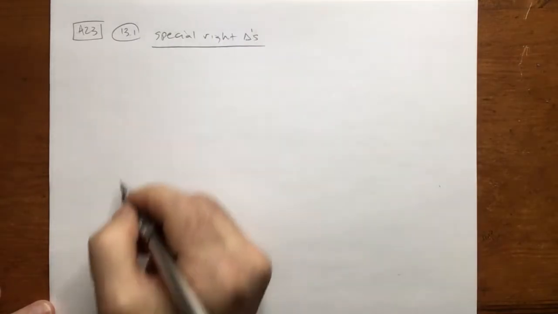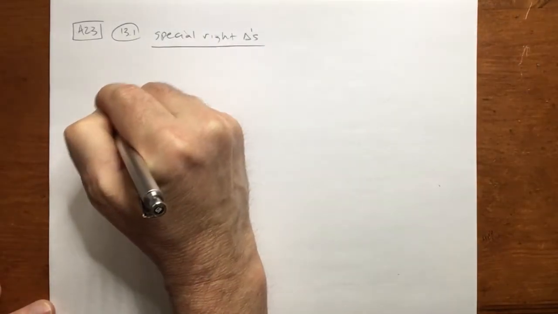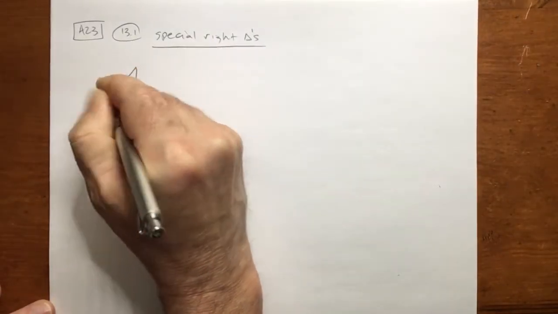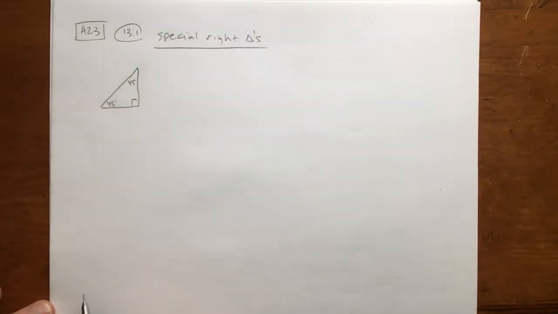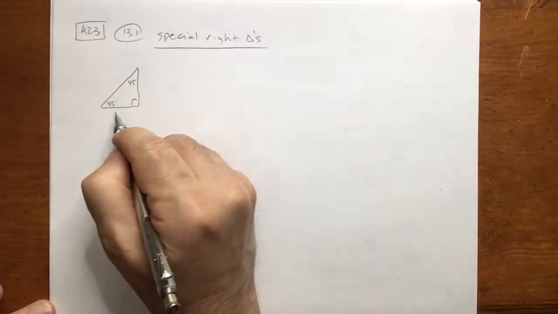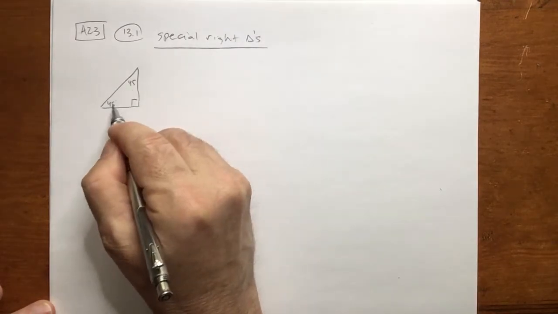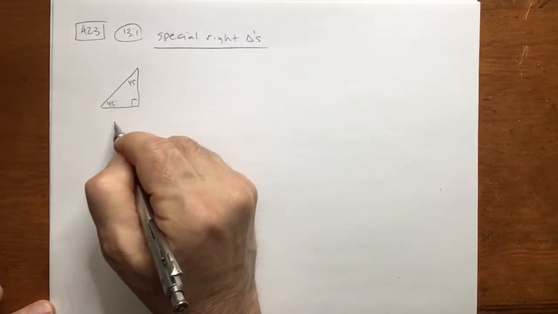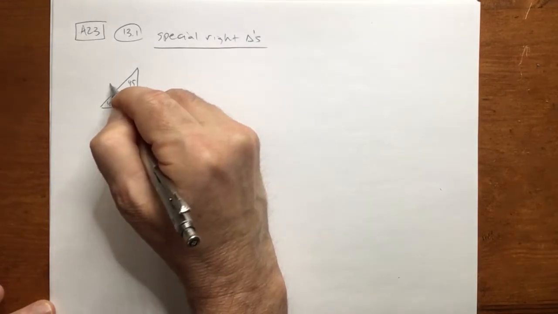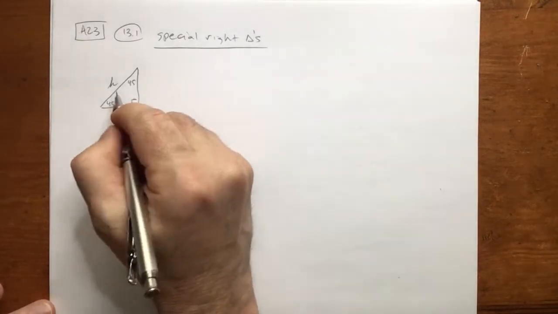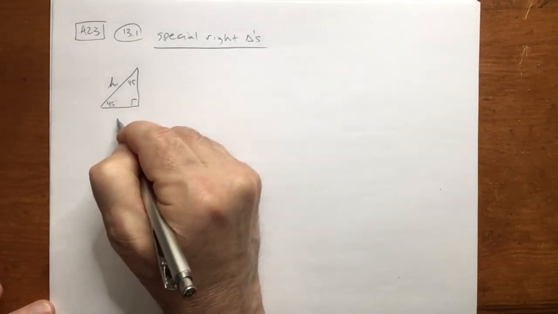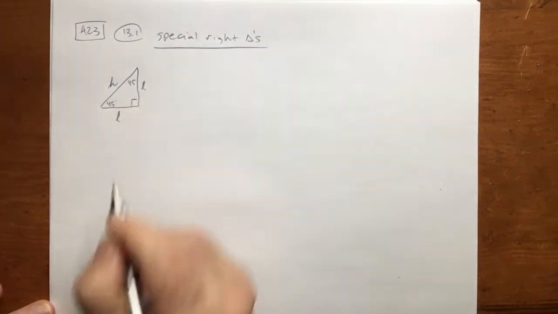And there were two that you studied. The first one was a 45, 45, 90 special right triangle. And we know that this would be an isosceles triangle since these base angles are congruent. We know that this is the hypotenuse, and I always use little cursive letters for these. We call that the hypotenuse, little h, and then these are the two legs.